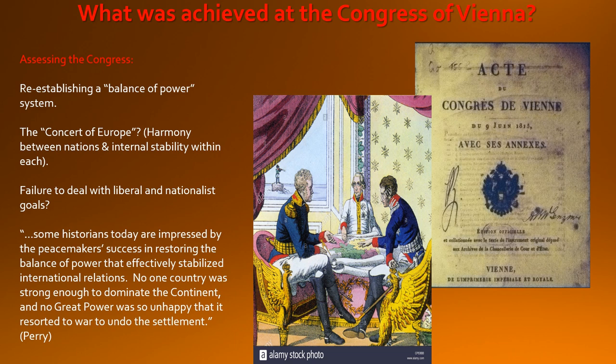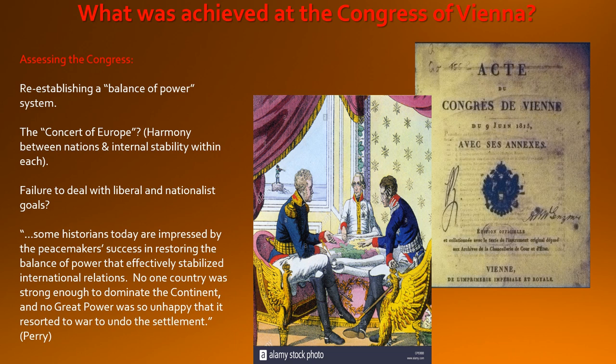So what was achieved at all this? Did they succeed? Did it work? Well, assessing the Congress is difficult. Traditionally, most historians, until fairly recently, overwhelmingly thought that the Congress of Vienna was a success. I would still say that's most likely to be true, but in more recent years, there's been cold water thrown on it by other historians that have come along. So now I think it's a little bit more open to question, and so the question will probably remain.